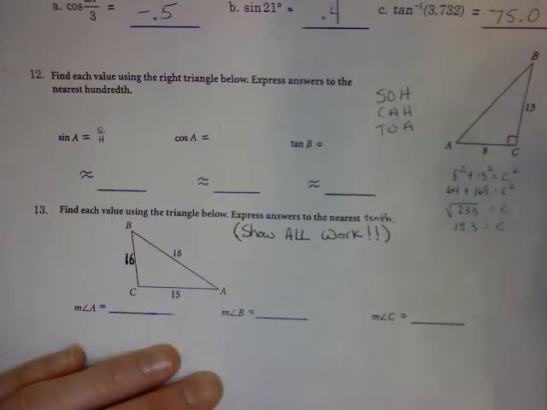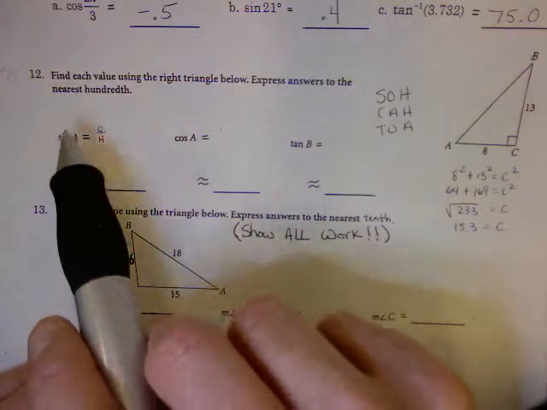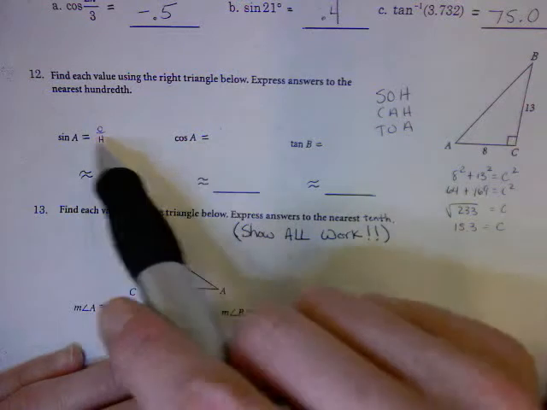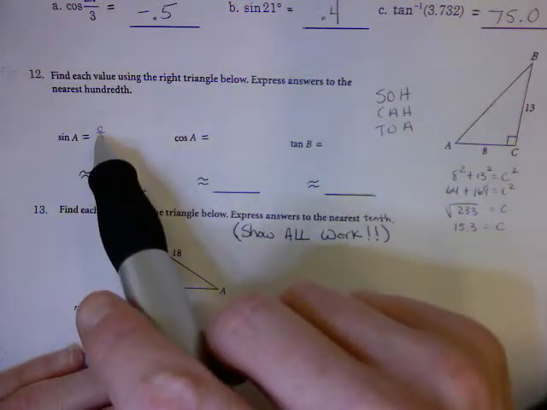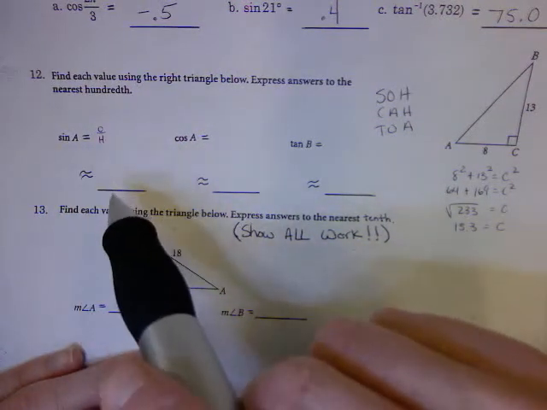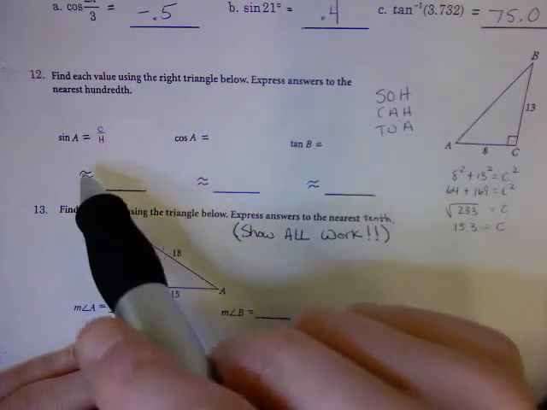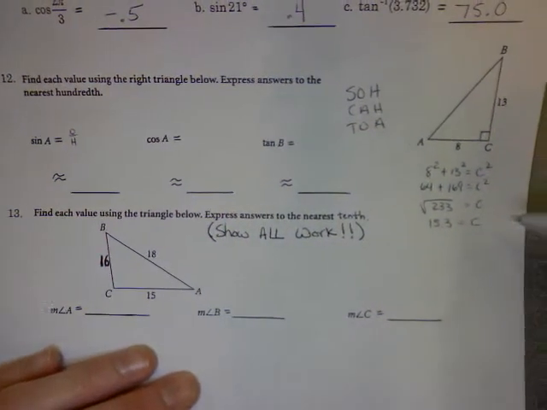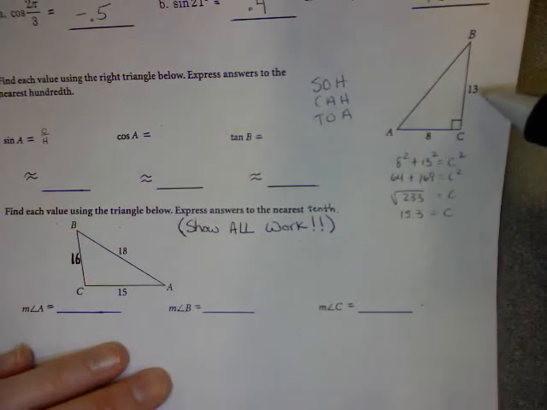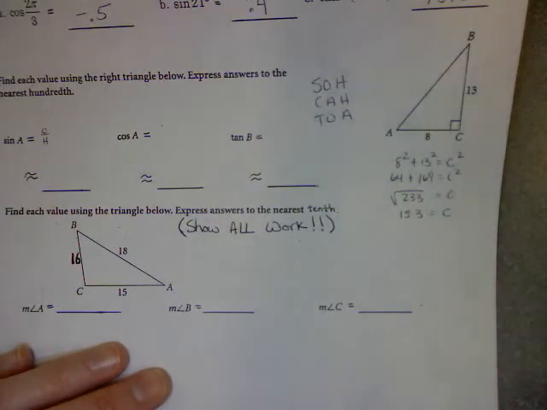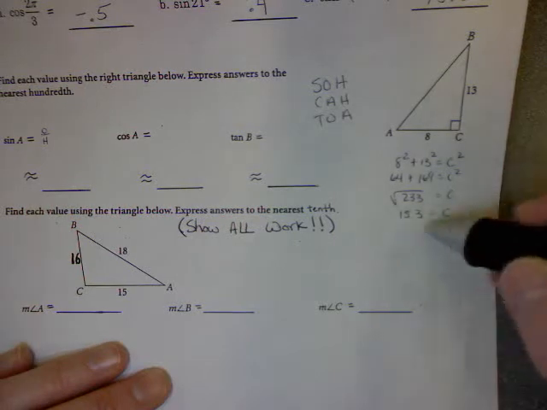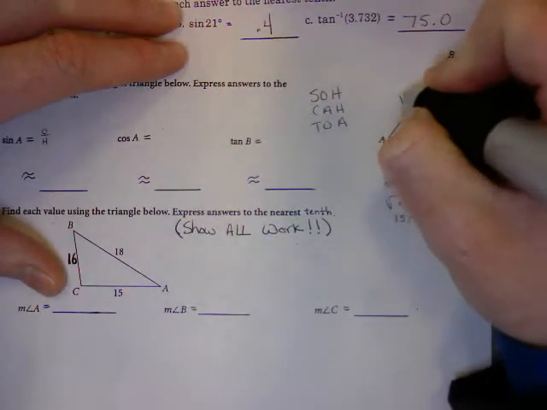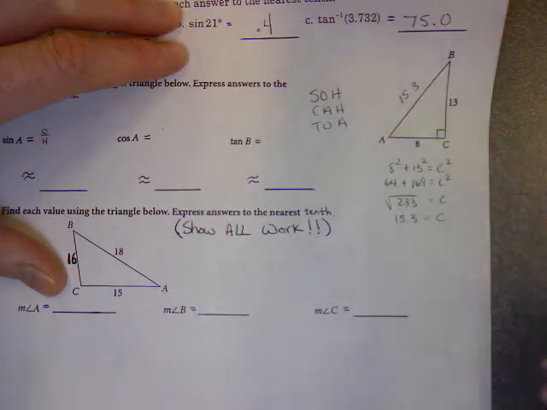Now, we don't have the hypotenuse, and since we're looking for answers for these ratios here, we're going to need to have our hypotenuse. So what I did over here was the Pythagorean theorem, 8 squared plus 13 squared equals c squared, so that we could get the hypotenuse, which is, in this case, 15.3.